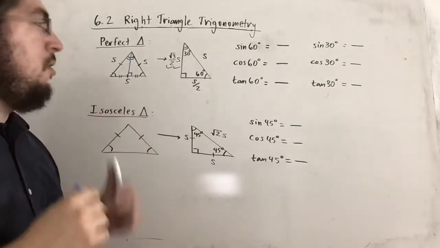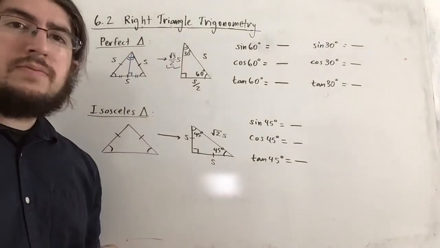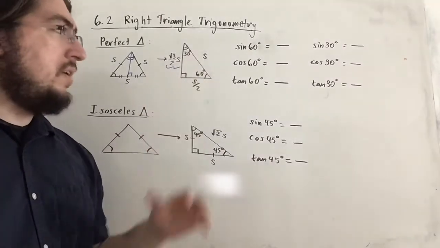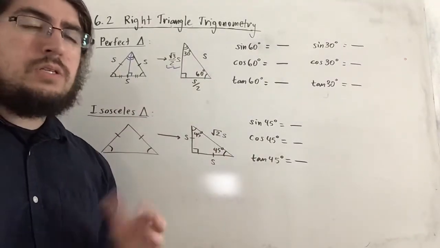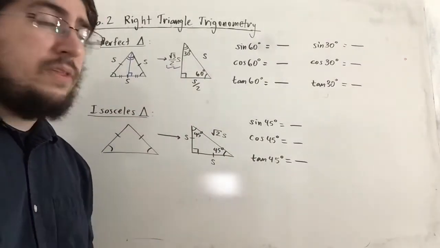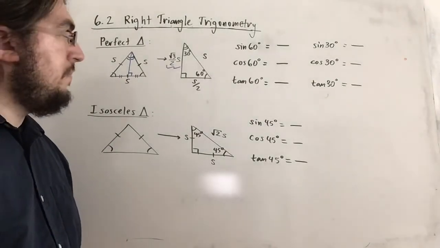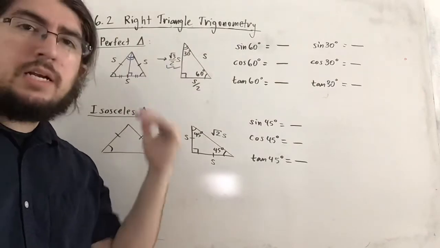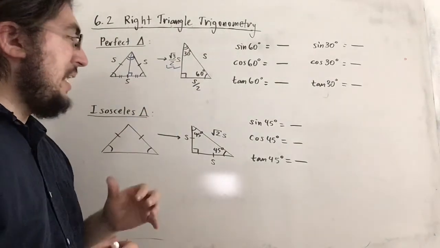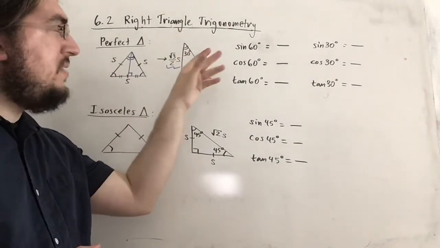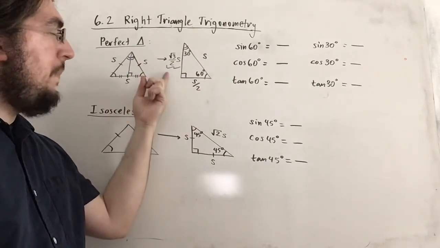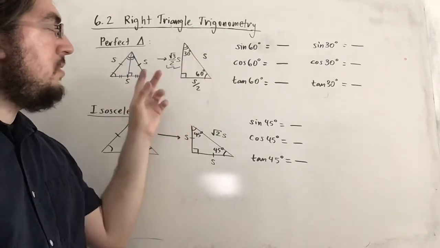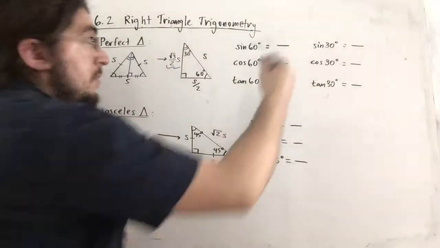Right, so now we can actually use this triangle to find particular values of our trig functions. Now, I'm not going to use the reciprocal functions here. You can verify those on your own. But I will be verifying the three main ones, sine, cosine, and tangent. So let's see. Sine of 60 would be opposite over hypotenuse. So notice the s's cancel and we just get radical 3 over 2.